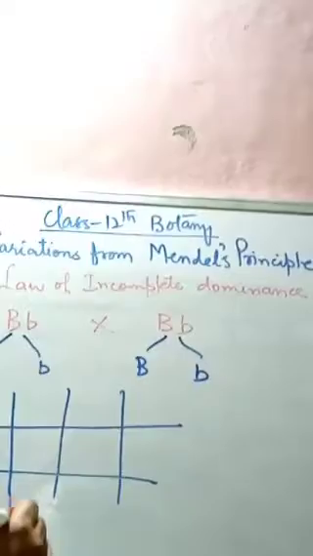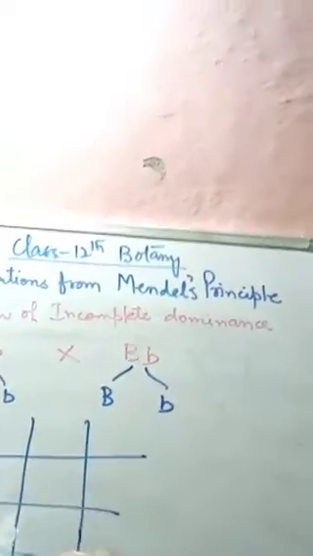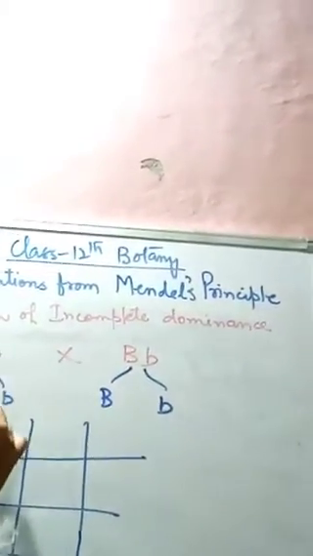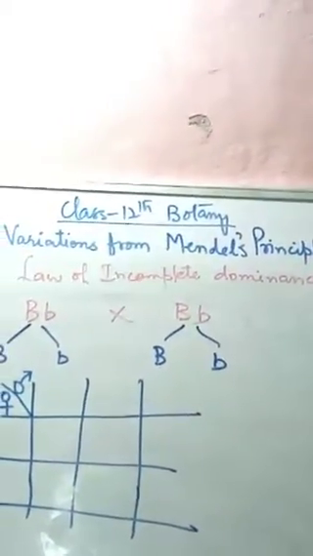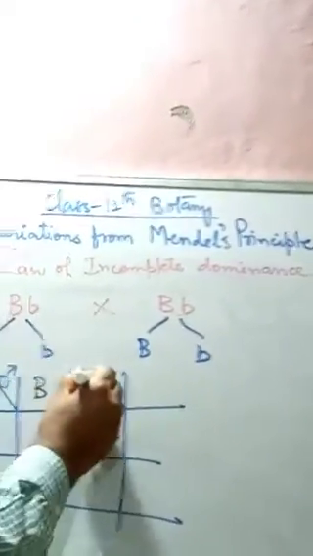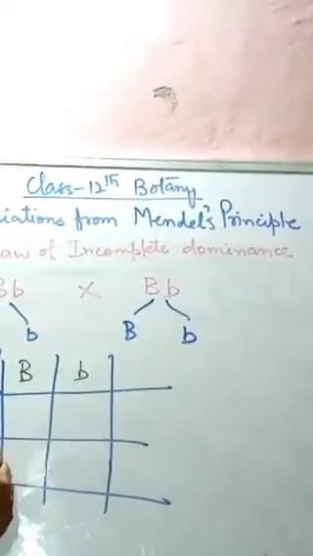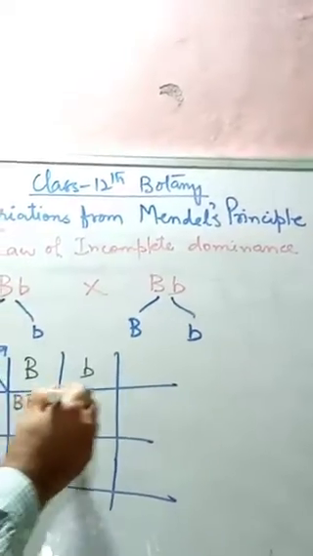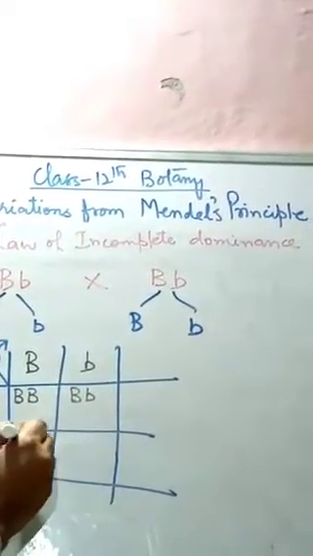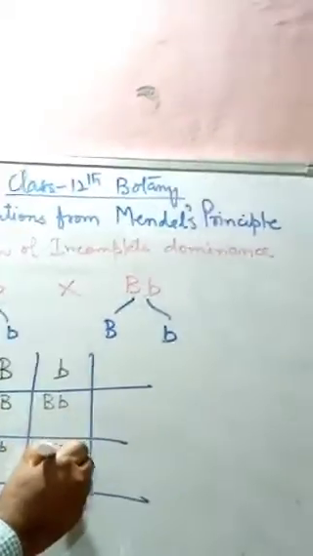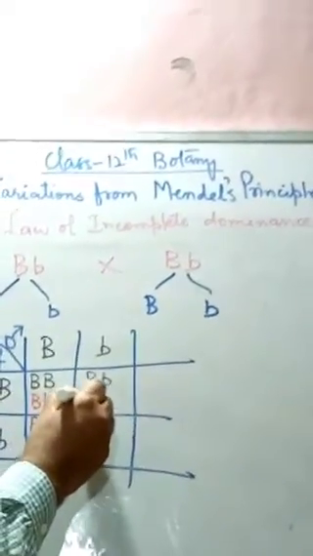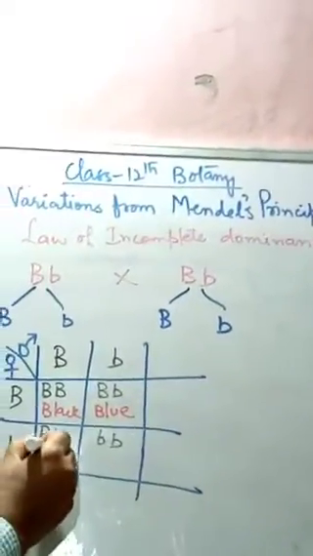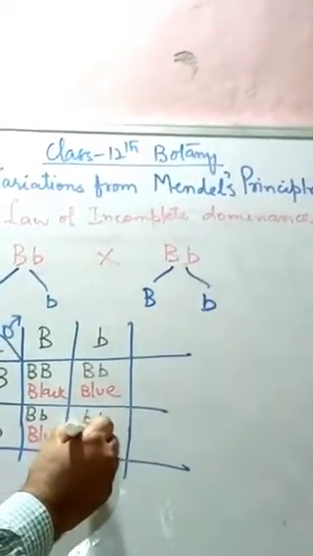Draw the Punnett square. Now from here also Capital B small b, Capital B small b. This becomes Capital B Capital B, Capital B small b, Capital B small b, and small b small b. This one will be black, it will be blue, it will be blue, and it will be white.